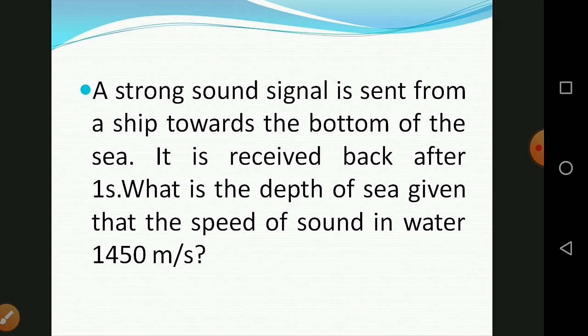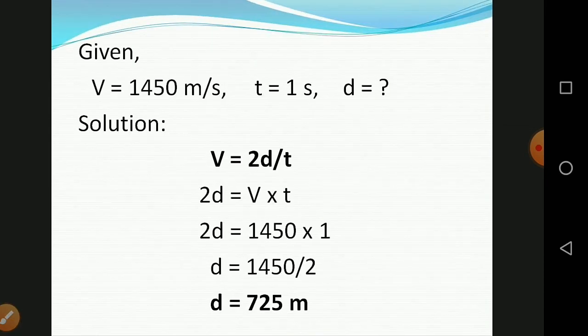The next one. A strong sound signal is sent from a ship towards the bottom of the sea. It is received back after 1 second. What is the depth of the sea, given that the speed of sound in water is 1450 meters per second? So v is equal to 1450 meters per second, and time t is equal to 1 second.